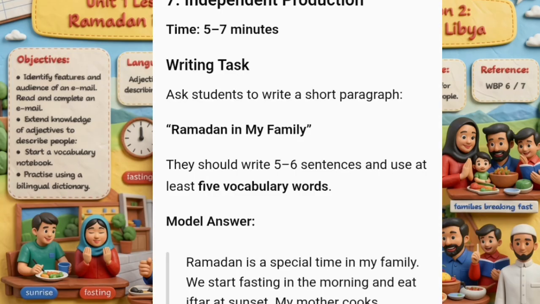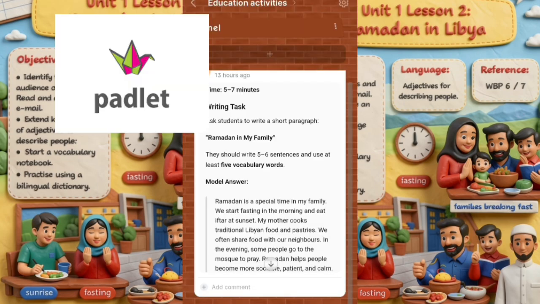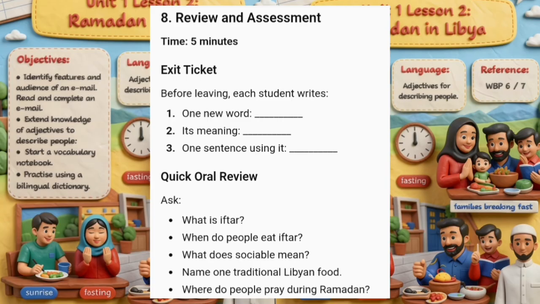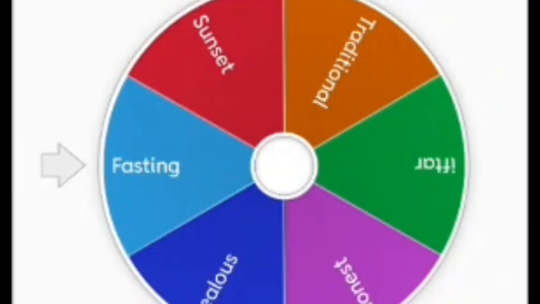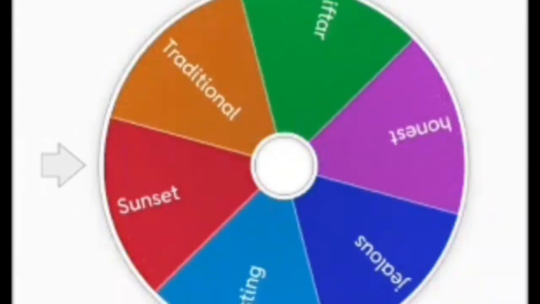Step 7, independent production. Here, ask students to write a short paragraph, Ramadan in my family. They should write 5 or 6 sentences and use at least the words they have already learned, using Padlet. So the last step, which is assessing students, I used a word wall just to examine their knowledge about the previous words.